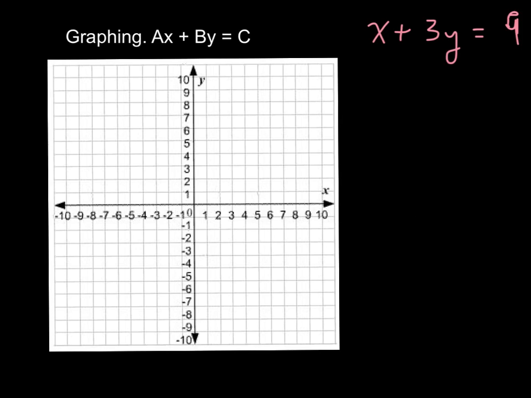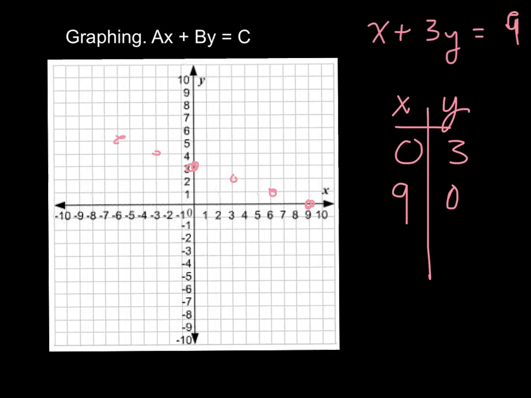Okay, in a minute, pause your video and graph the equation of x plus 3y equals 9 by first finding the x and y intercept, then plotting the points, and drawing the line that shows all possible solutions. Go ahead and pause now.